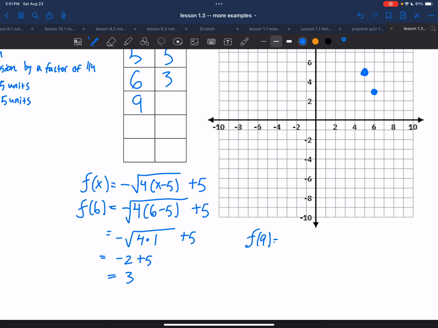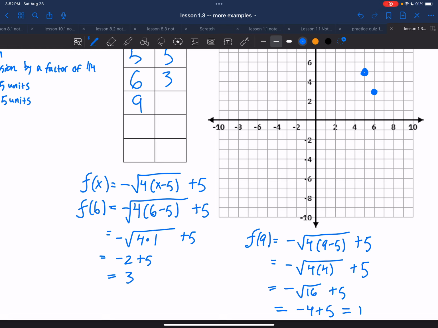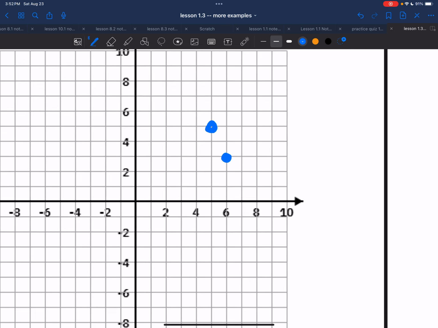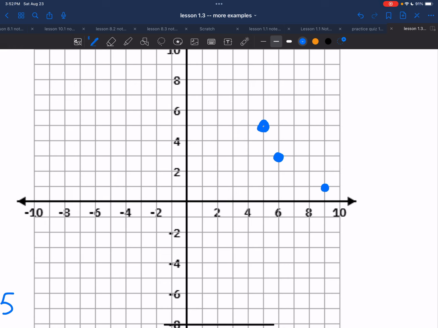f of 9, we got a negative root of 4 times 9 minus 5, plus 5. So this would become 4 times 4, which was the goal, right? So it's negative root 16 plus 5. Of course, square root of 16 is 4. So that's a negative 4 plus 5, getting me 1 as the answer. So (9, 1) is our next point right there. Beautiful. That's 3 points. So I'm going to connect my smooth curve there. Ooh, that was pretty swell.